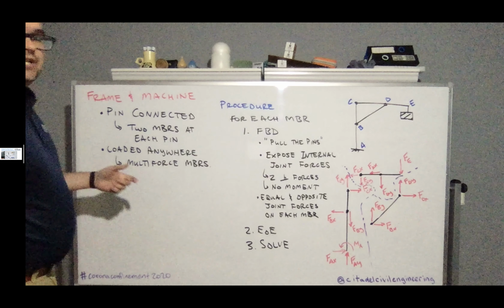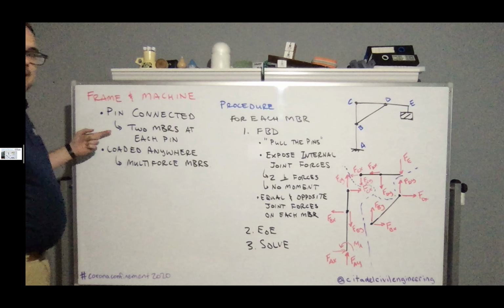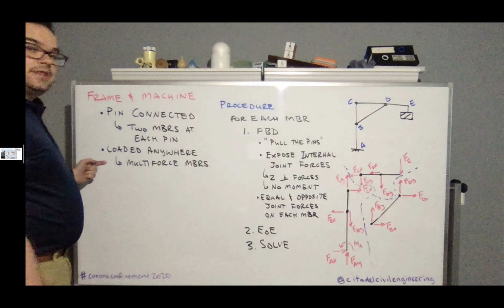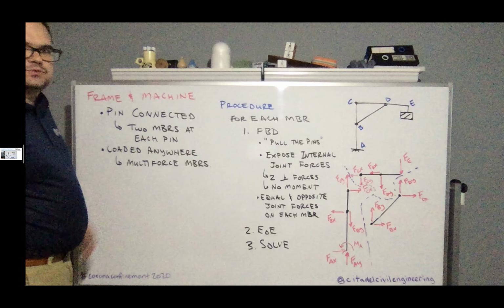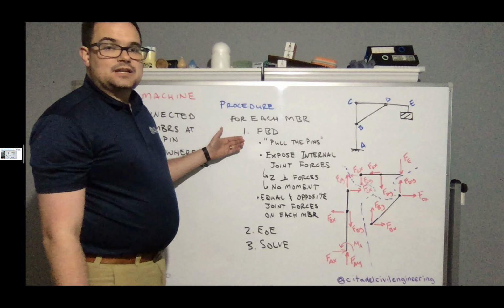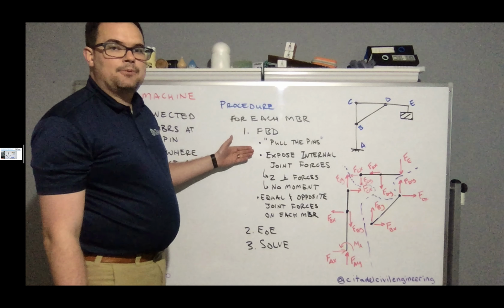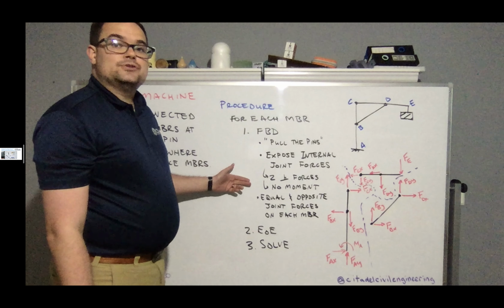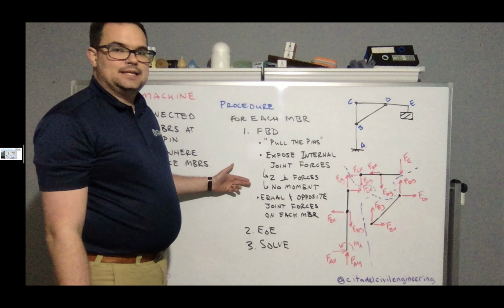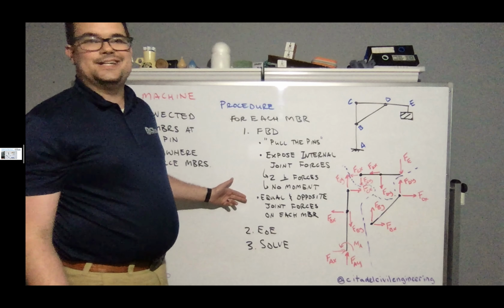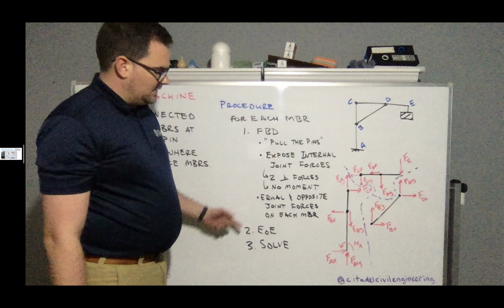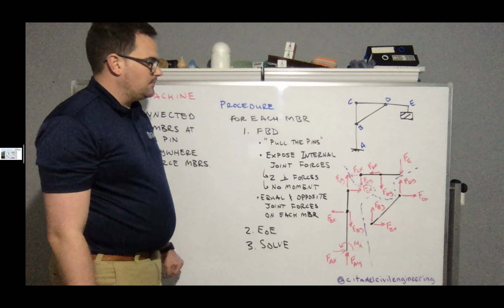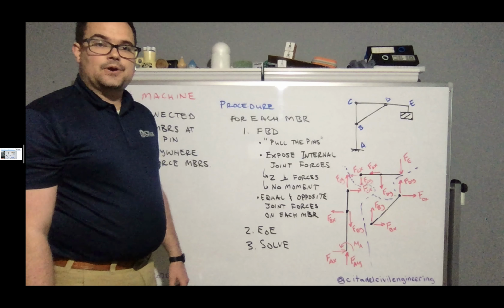So the idea with frames and machines, just to review, is that they're pin connected. In order for us to analyze them using this method, we'd only have 2 members at each pin. Furthermore, they can be loaded anywhere, so we're not restricted. We can use multi-force members. Our procedure is going to be to break them down so that we do a free body diagram by pulling the pin, exposing the internal joint forces, meaning that we're going to have 2 perpendicular forces at each joint, and then they're going to be equal and opposite on each member at each joint, just like we did over there. We'll write our equations of equilibrium for each free body diagram, 3 equations each for this case, and then we'll be able to solve for our unknowns.